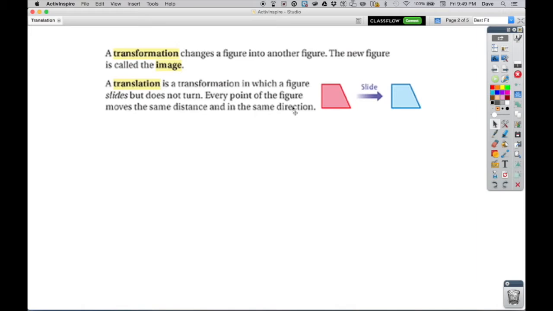And what we're going to really focus on is how to do this mathematically, and what we're really doing is we're taking every point of the figure and moving it the same distance and same direction. So in other words, we took this top left corner, moved it a specific distance. Took the top right corner, moved it the same specific distance and same direction, and same thing with the other two corners. So you're going to see that in one of two ways. Here's one way.